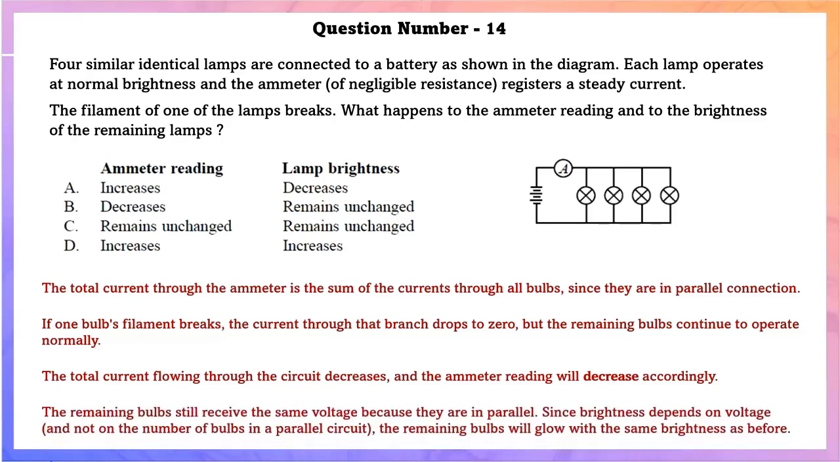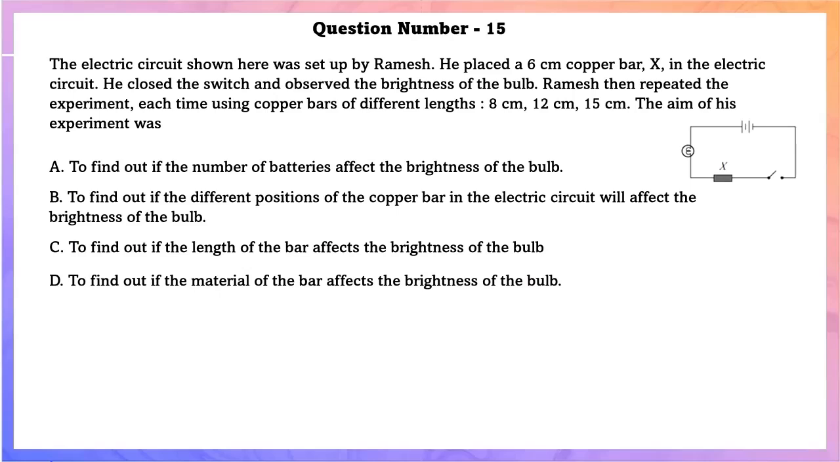The remaining bulbs will still receive the same voltage because they are in parallel connection. Since brightness depends on the voltage and not the number of bulbs in a parallel circuit, the remaining bulbs will glow with the same brightness as before. So the answer is the B option. Ammeter reading will decrease and the lamp's brightness will remain unchanged.